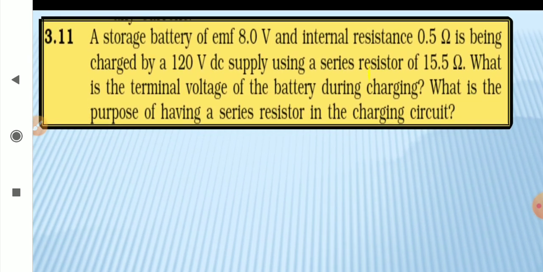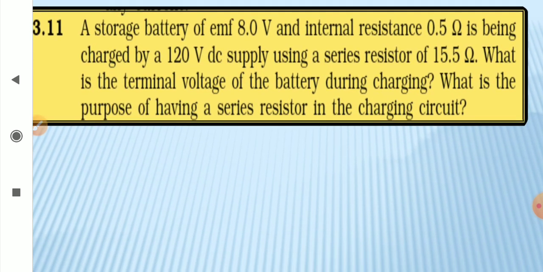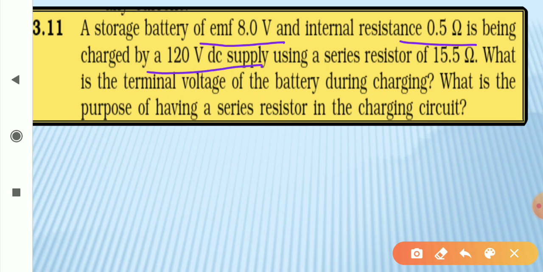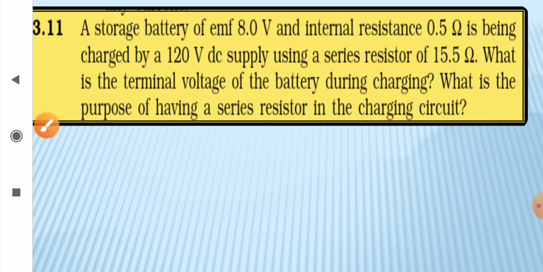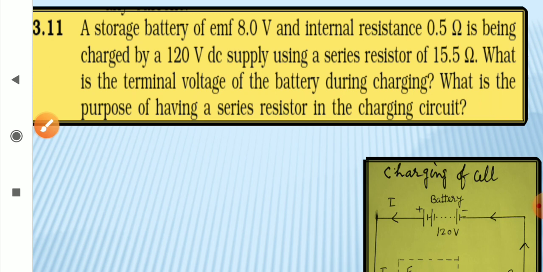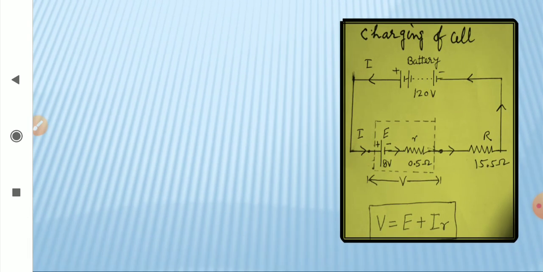This is a problem from your NCERT book only, and it is asked in examinations also. A storage battery of EMF 8 volt and internal resistance 0.5 ohm is being charged by a 120 volt DC supply using a series resistance of 15.5 ohm. What is the terminal voltage of the battery during this charging process, and what is the purpose of having a series resistance? Okay, so I have already discussed this condition with you, and I have discussed this diagram also with you.